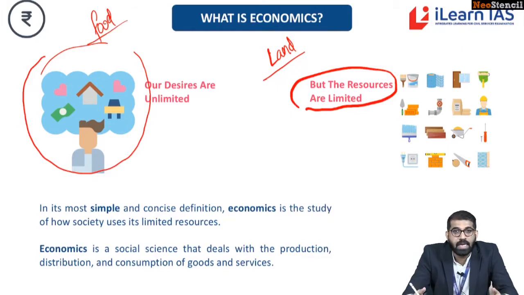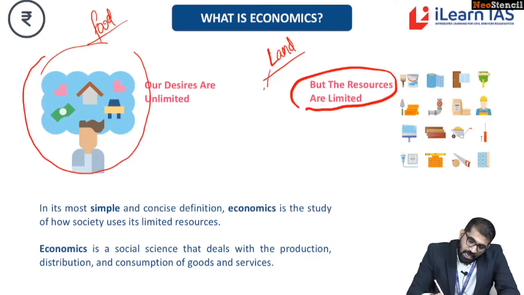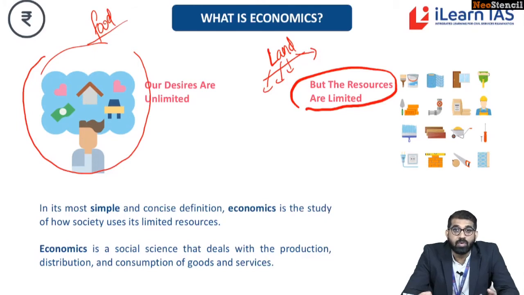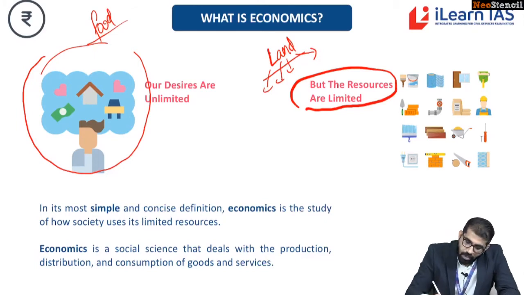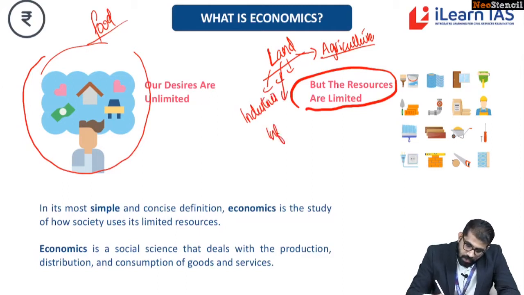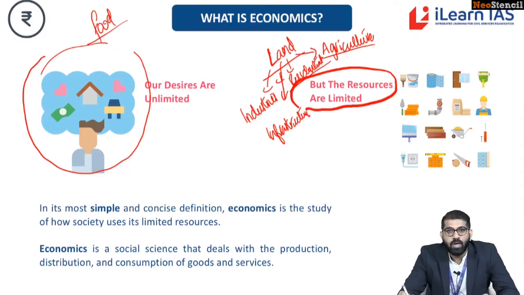We cannot actually increase the size of land. Now, by using the land, we have various demands or various usefulness, right? For example, in order to carry out agriculture, we require land. In order to build industries, we require land. In order to build infrastructure, we require land, right? We have to build our residential units. For that again, we require land.